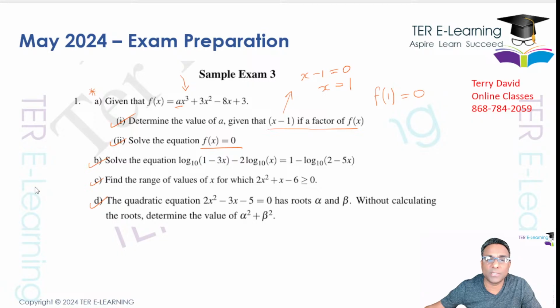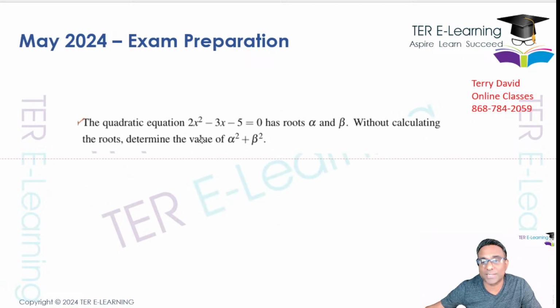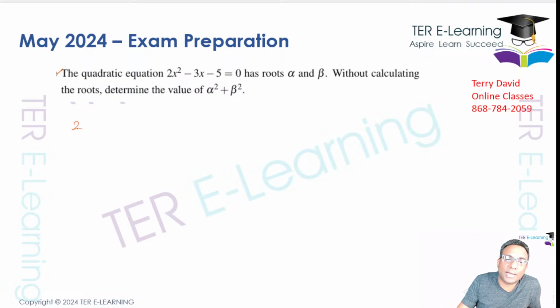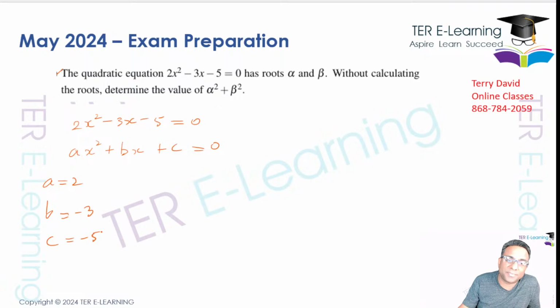So this question is based on the sum and product of the roots of a quadratic. If I were you, I'd write down the quadratic: 2x squared minus 3x minus 5 is equal to 0. We're going to compare that with the general form, which is ax squared plus bx plus c equal to 0. That allows us to figure out that a is equal to 2, b is equal to minus 3, and c is equal to minus 5.